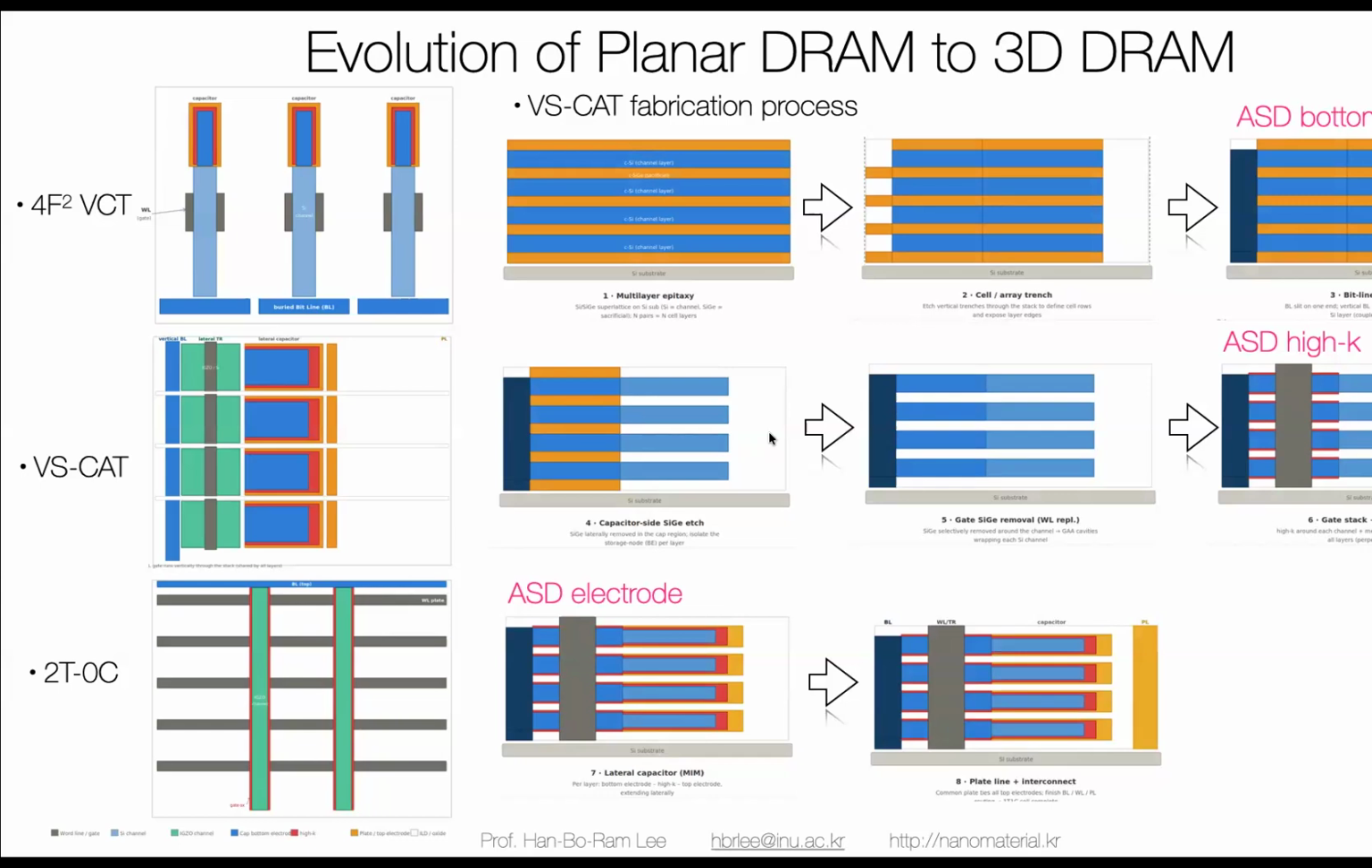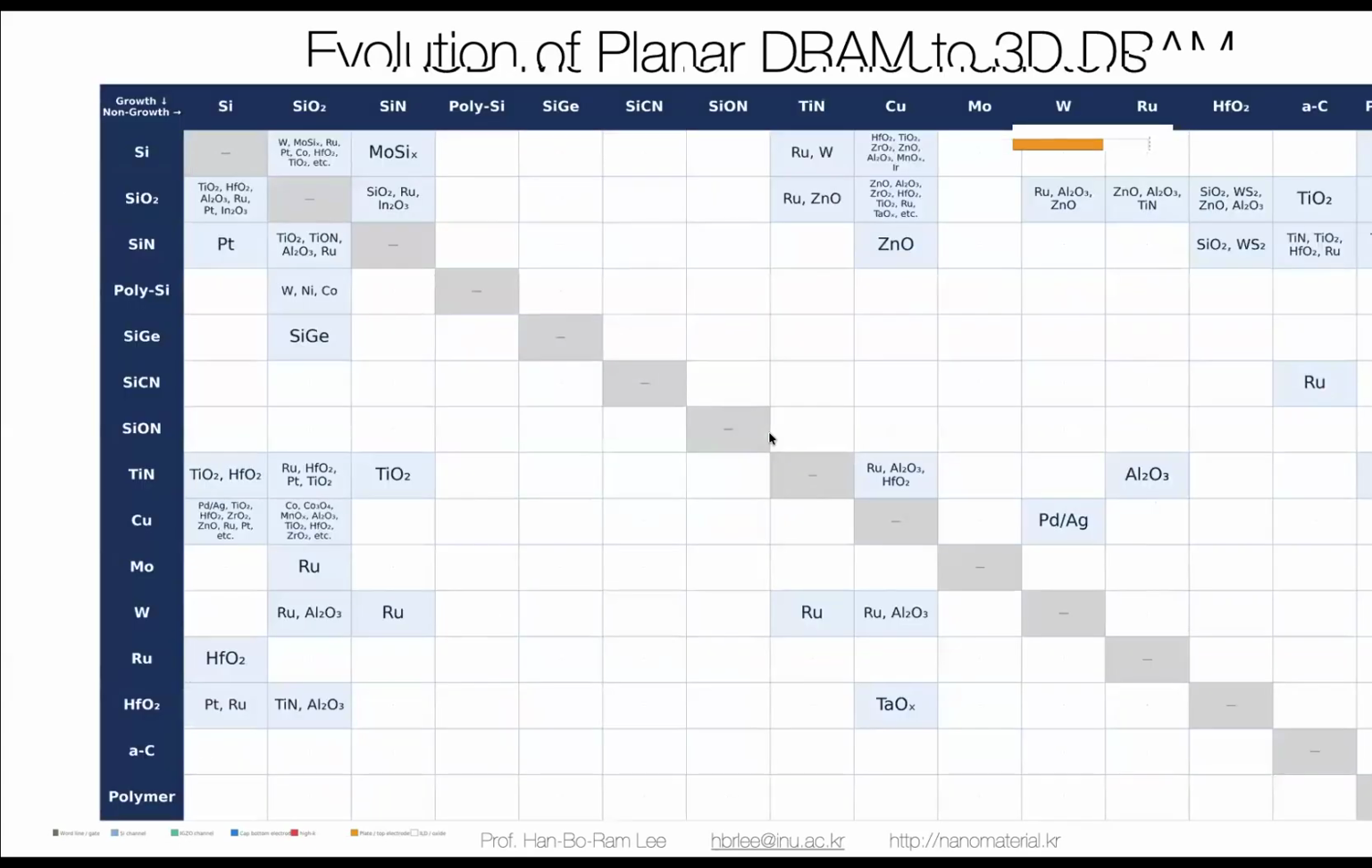So if you have selective growth, to make this line, you can have the ASD bottom fill and a high K, ASD high K on here, and an ASD electrode in the lateral capacitor structure. So this is some of the idea for the real 3D DRAM structure.